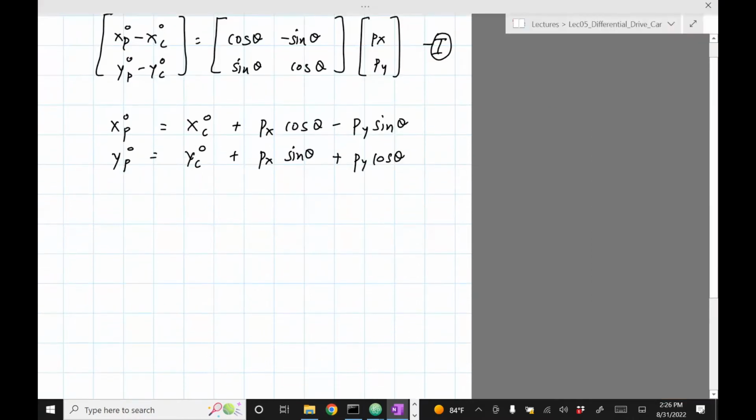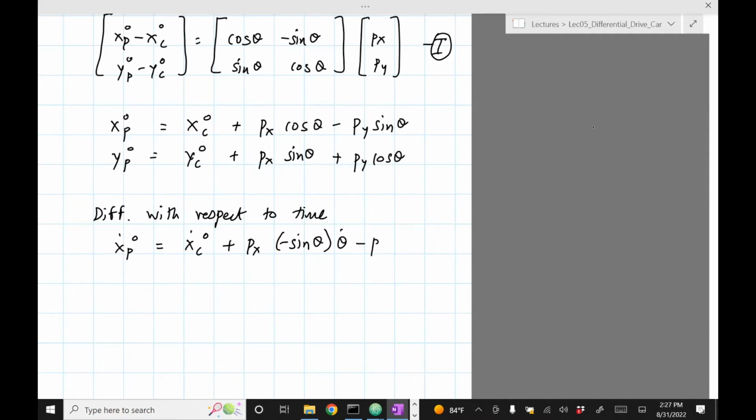Okay, and what we were trying to do is find a relation between P and C. So this is the place where we differentiate the expressions. And that's where we'll get x dot C, which we can then substitute with the equations of motion of the car. So differentiate with respect to time. We have x dot P0 equals x dot C0 plus Px sine theta, theta dot, minus Py cosine theta, theta dot.